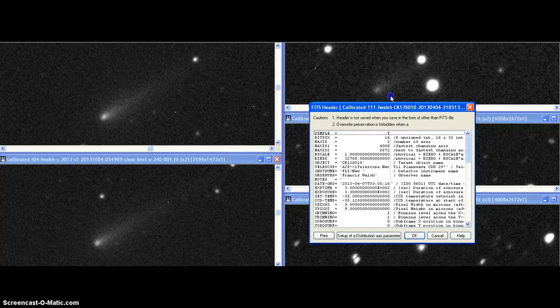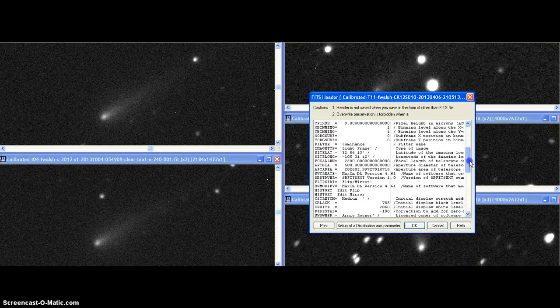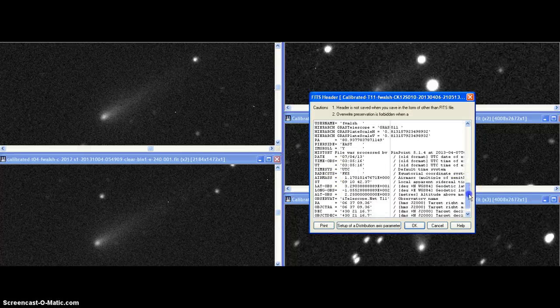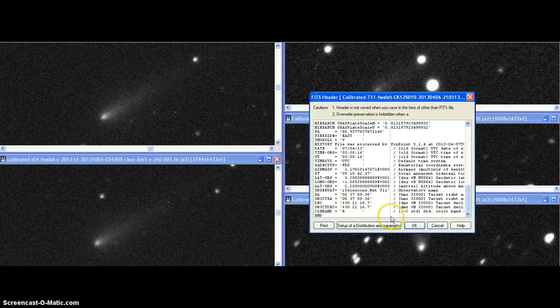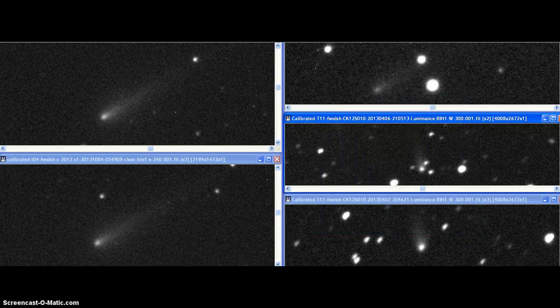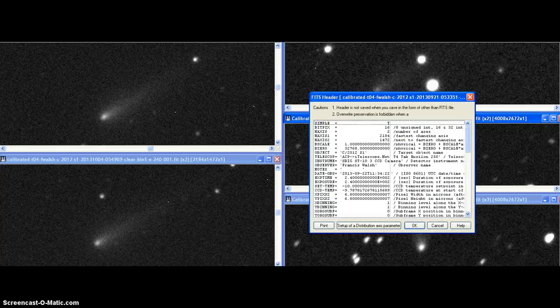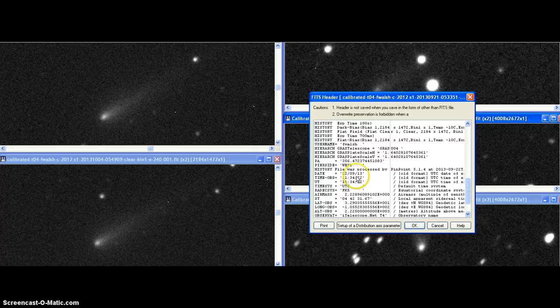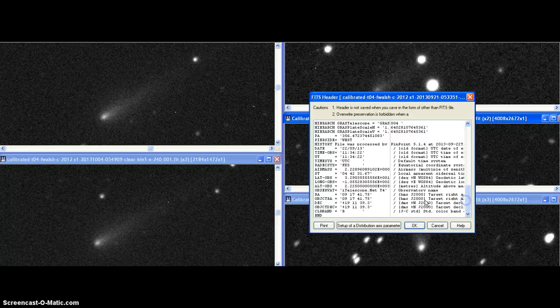File says April 6th. The image was actually taken on April 7th. There's the time, UTC time. Here are the coordinates for April 7th. File name with the date 9:21. Image taken 9:22. Coordinates.